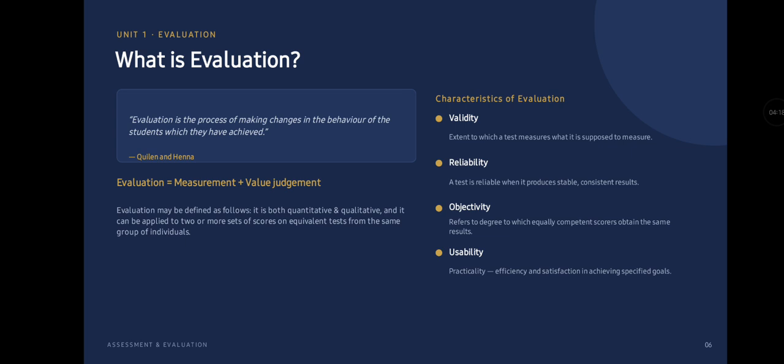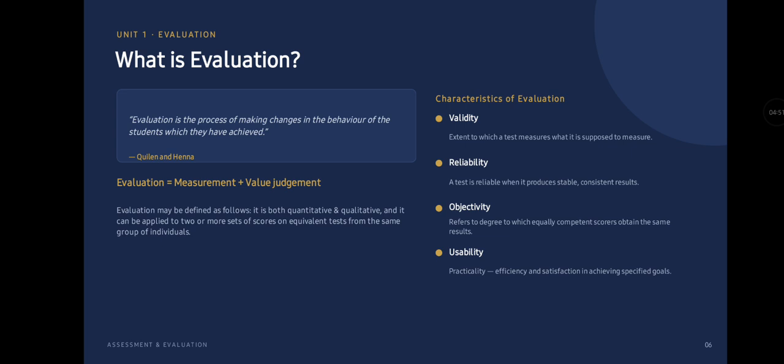Next we'll go to another topic, that is evaluation. So what is evaluation? Evaluation is the process of determining changes in the behavior of the students which they have achieved. Evaluation equals measurement plus value judgment. Evaluation may be defined as follows. It is both quantitative and qualitative, and it can be applied to two or more sets of scores on equivalent tests from the same group of individuals.